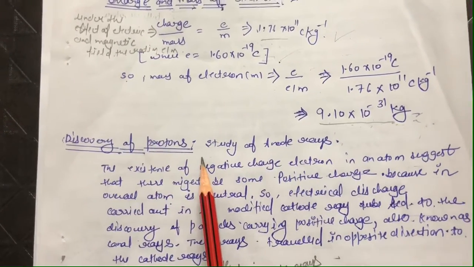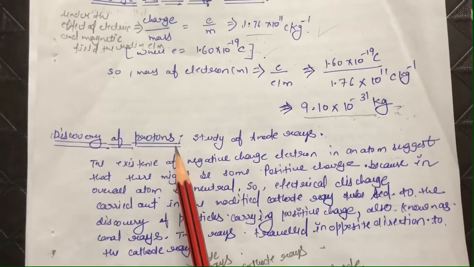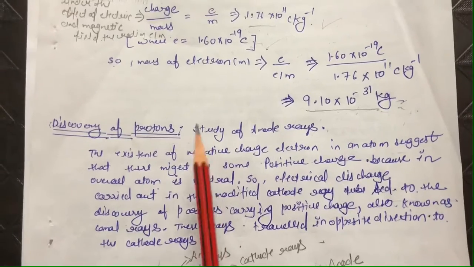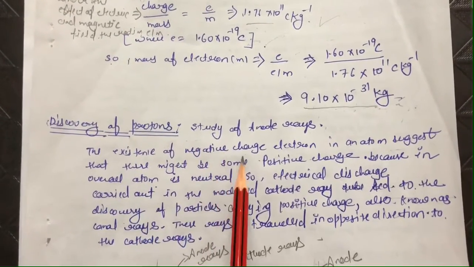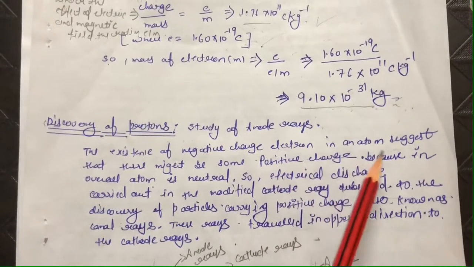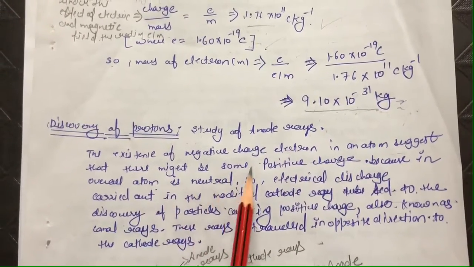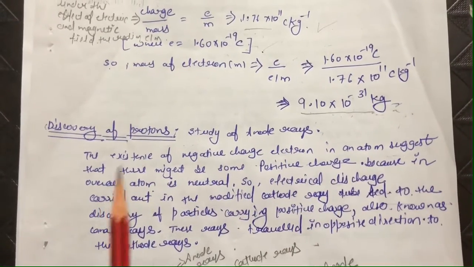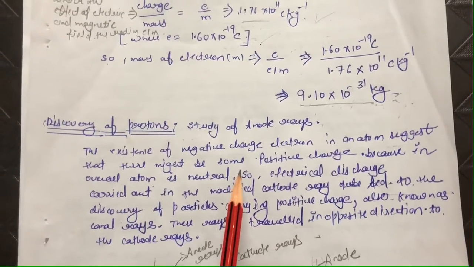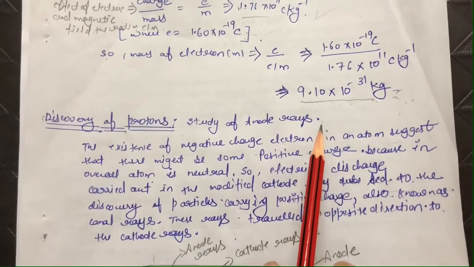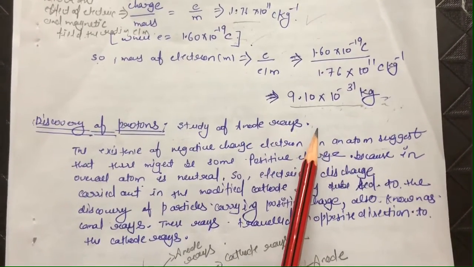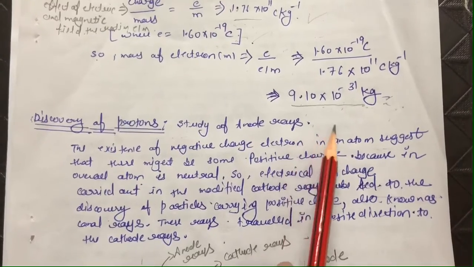Discovery of protons means the discovery of a subatomic particle which carries positive charge. Clear? The existence of negatively charged electrons in an atom suggests that there might be some positive charges, because overall the atom is neutral. For any atom, if there exist negatively charged electrons, then to neutralize that negative charge there must be some positive charges.